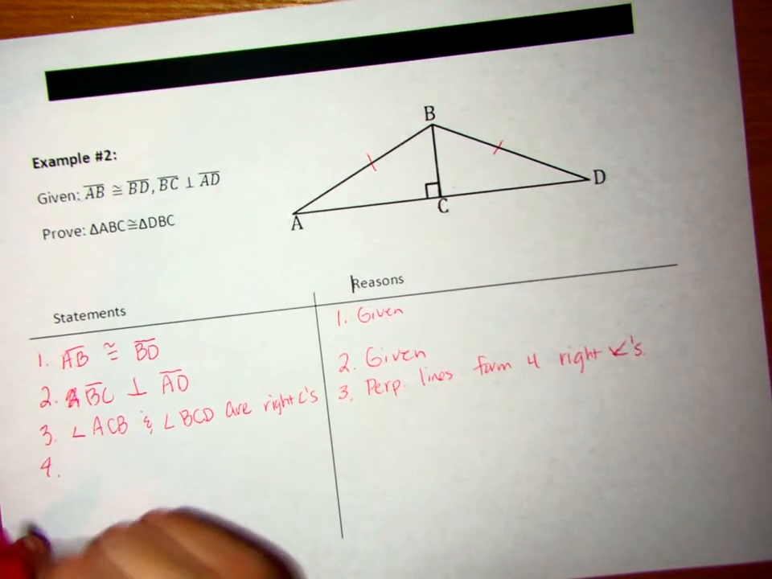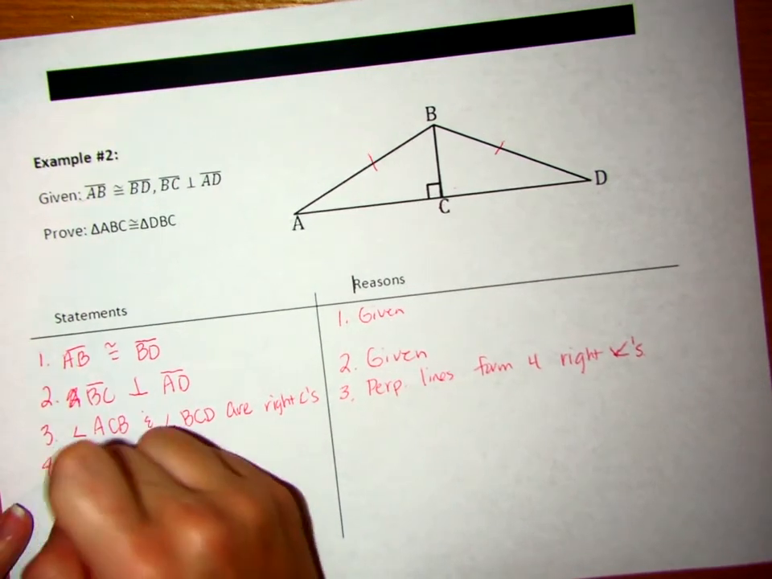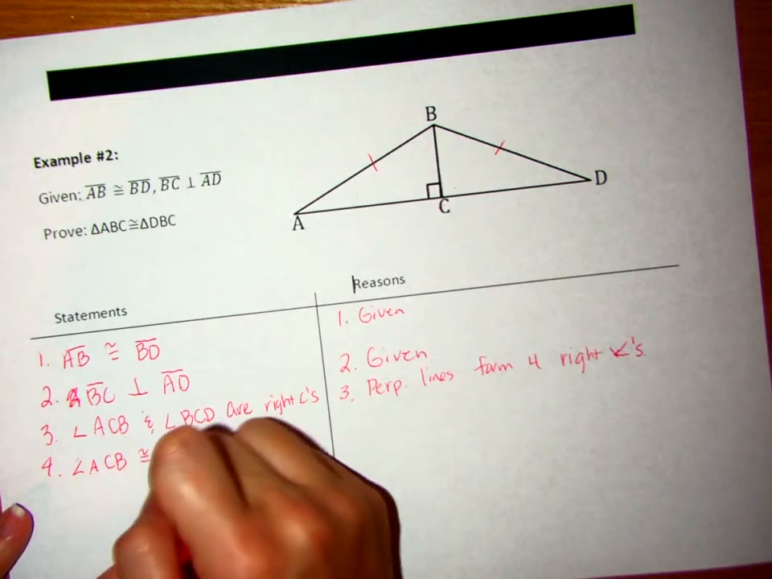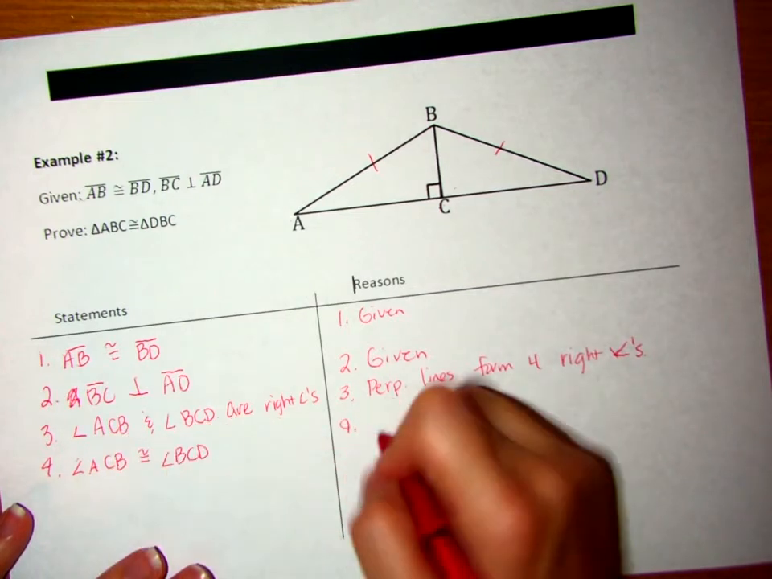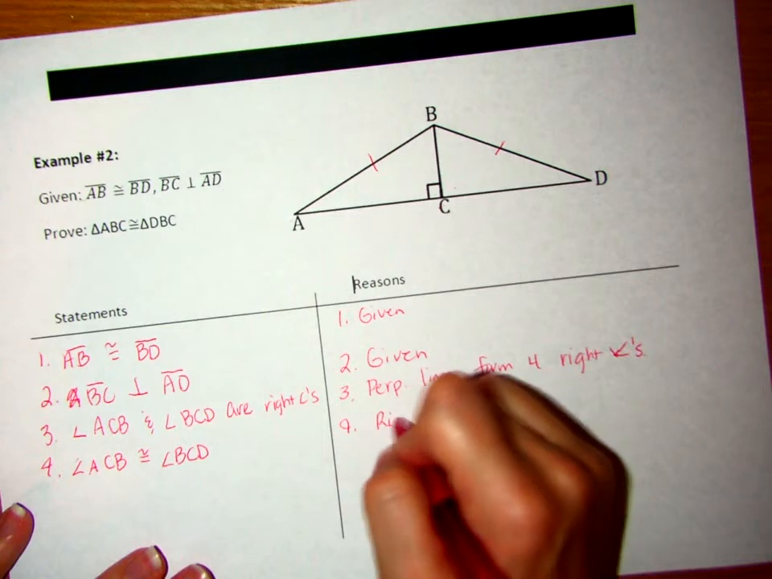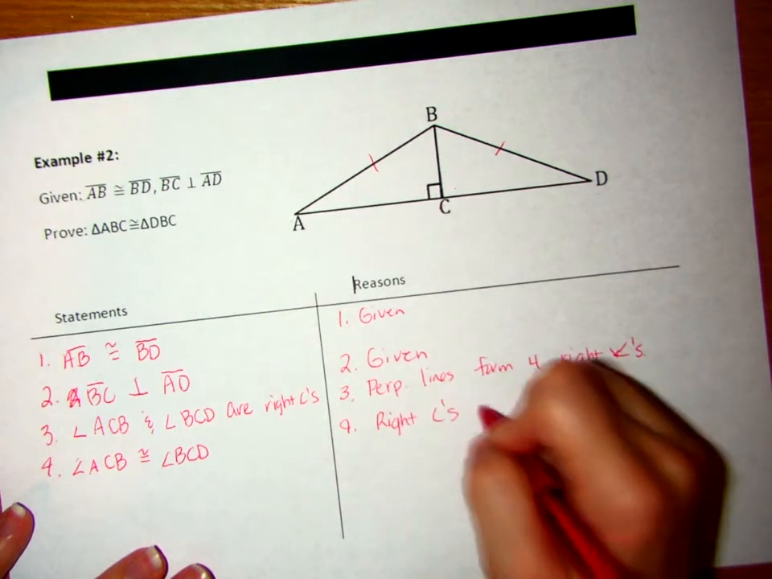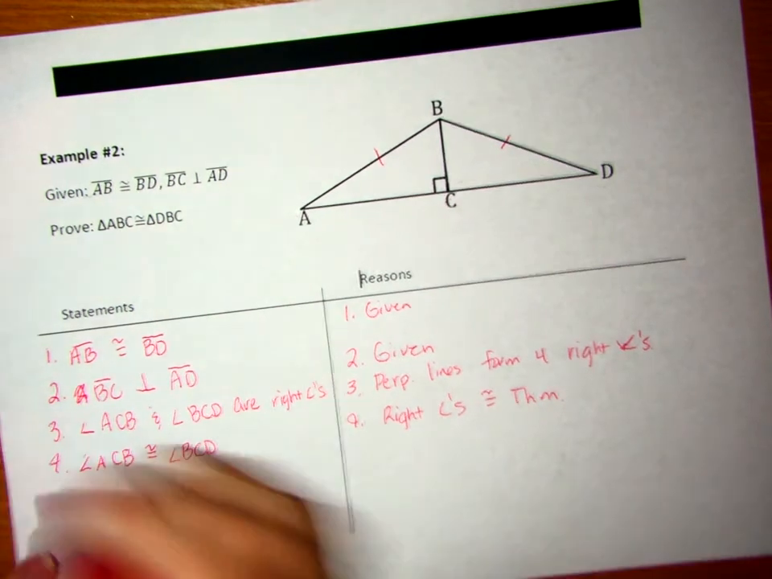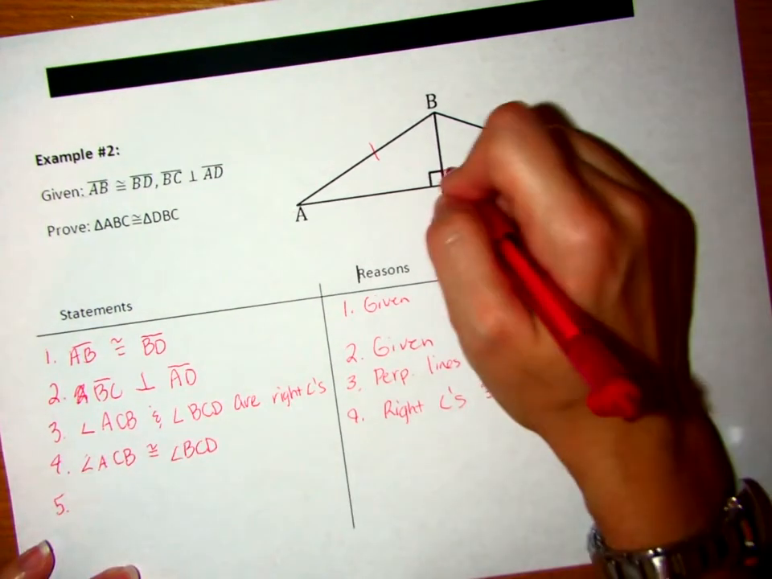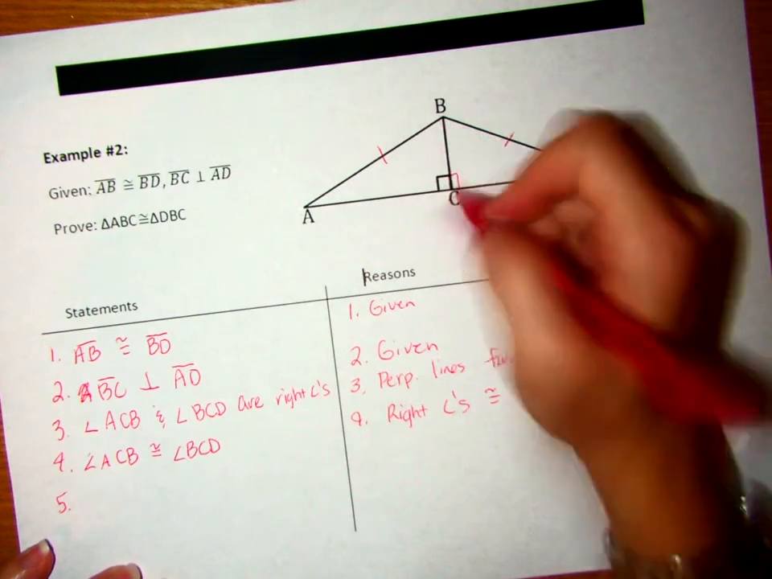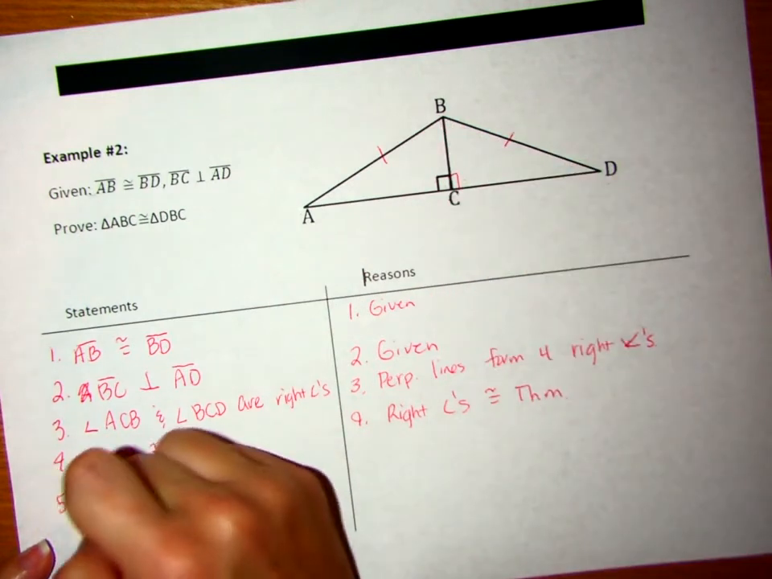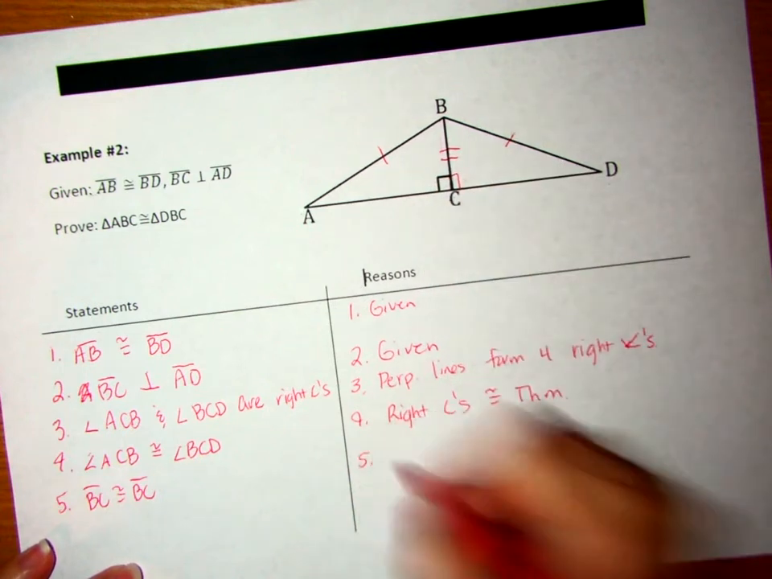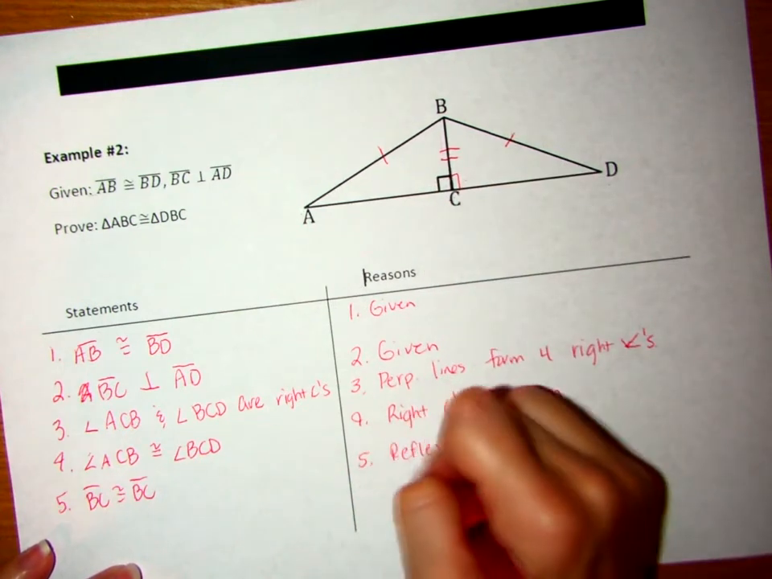And then we can say that angle ACB is congruent to angle BCD because of the right angles congruence theorem, which states that all right angles are congruent. And if we can say these two are congruent, we can find our last side here, which would be BC is congruent to BC. And so, on number 5, we can say the reflexive property.